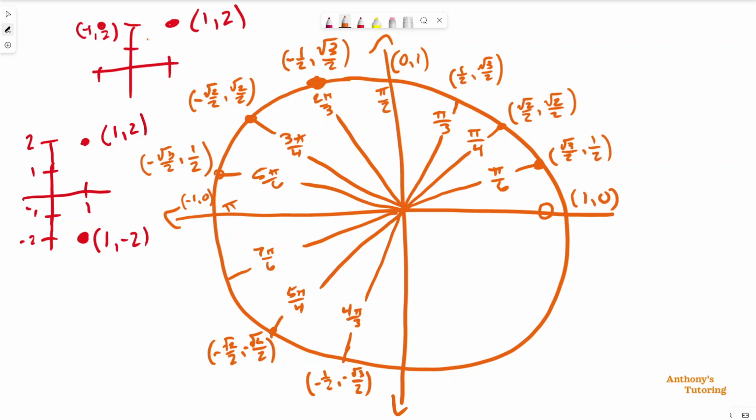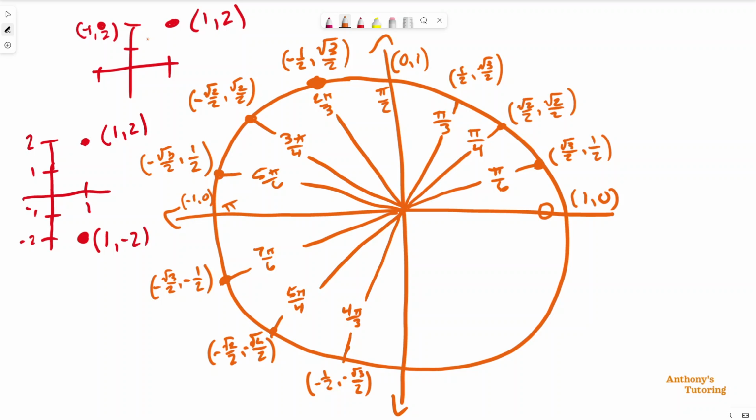Alright, so finally, we have 7 pi 6. This corresponds with 5 pi 6. And we're just going to do another reflection over the x-axis. So the negative root 3 over 2 stays the same. But now we're going to take the 1/2. We're going to flip its sign to make that a negative 1/2.